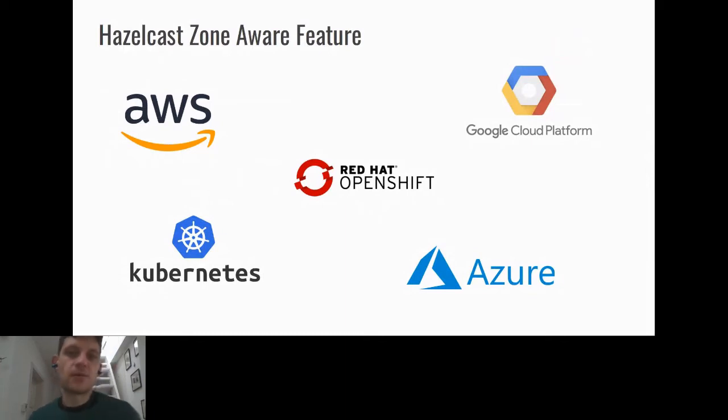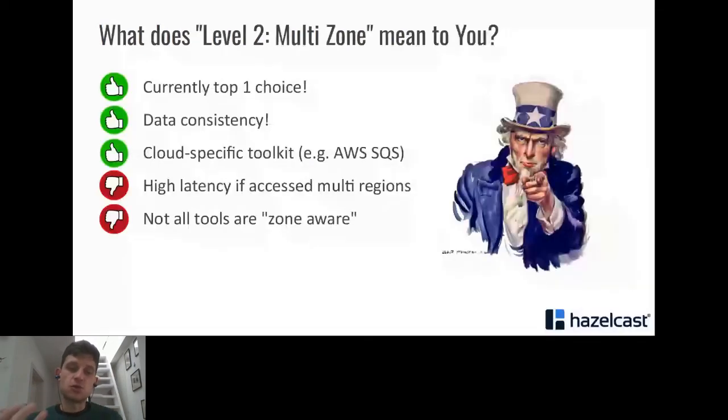Short summary. Level 2, multi-zone. What does it mean to you? I would say it's now the top one choice, because you can still have data consistency and you are very highly available, because it really doesn't happen at the cloud provider that two availability zones are down at the same time. Some cloud specific toolkits will support it, some won't, you must check. From the downsides, obviously your tool needs to support it, and the same as multi-instance, you are still bound to one region. So if your system is accessed from a different region, you will get high latency.